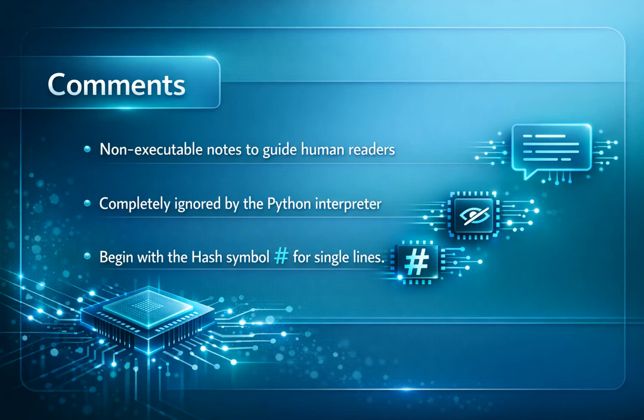Comments are lines in the code that the interpreter ignores completely. They are written using the hash symbol and are meant for human readers to understand the code. Good commenting practice is essential when working in teams or revisiting code after a long time.